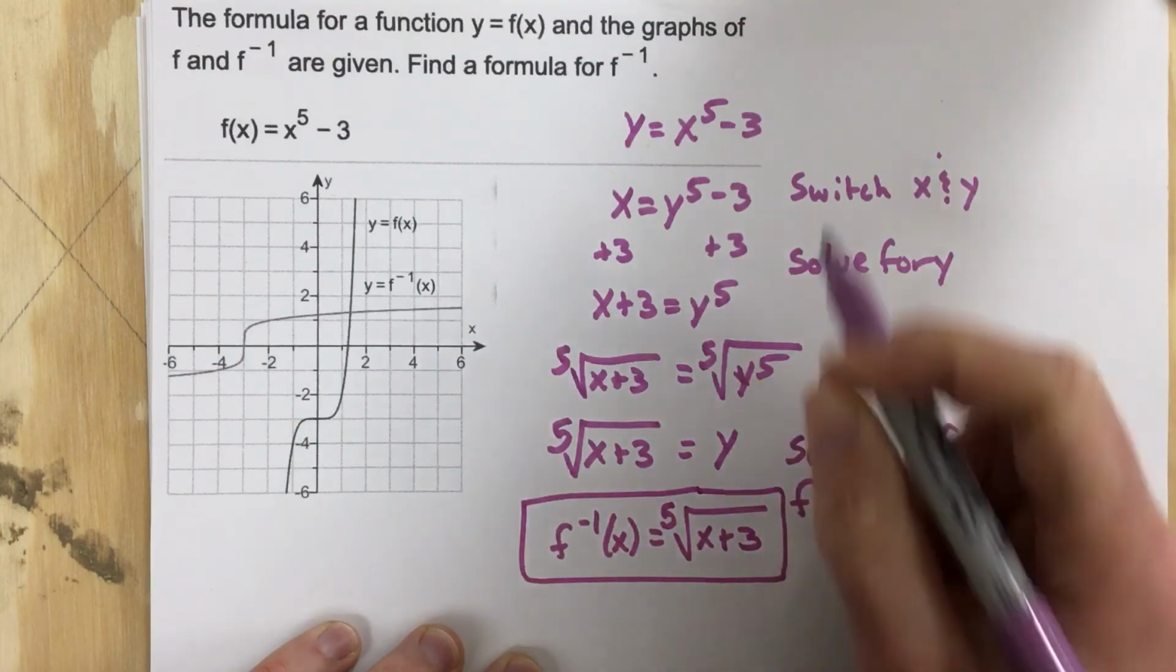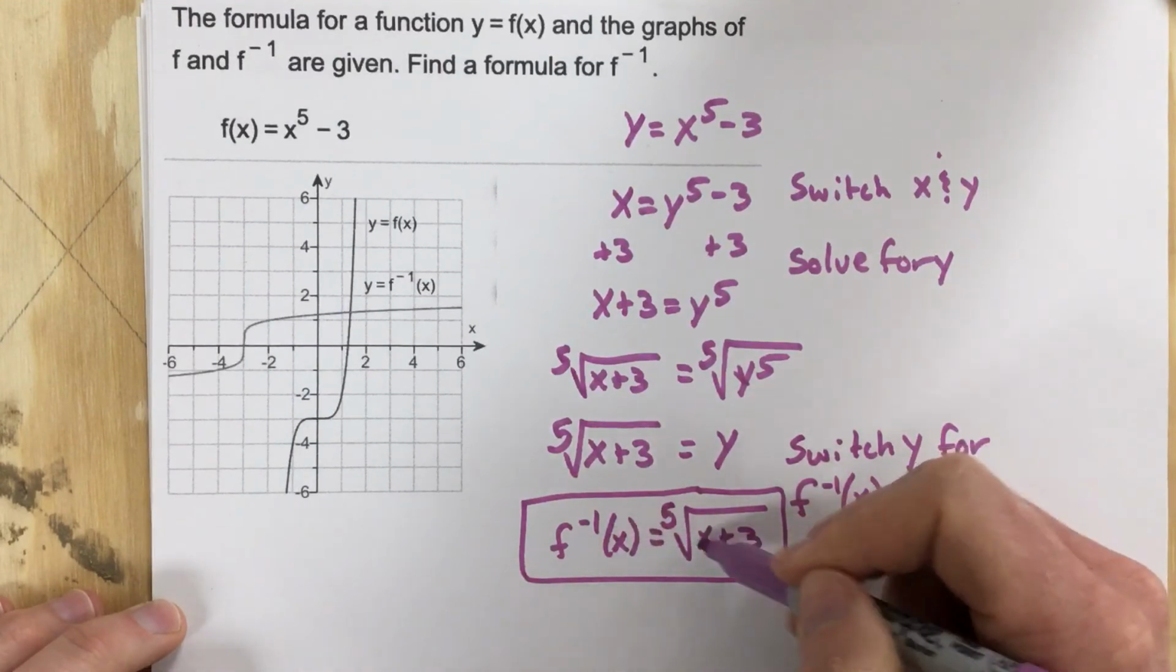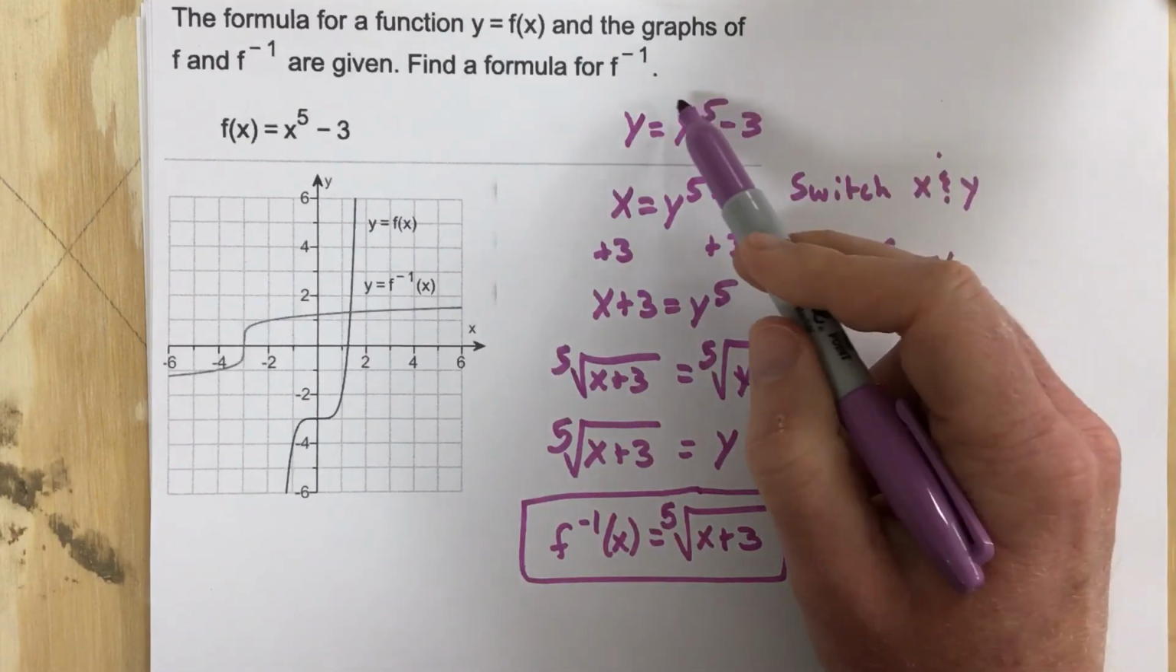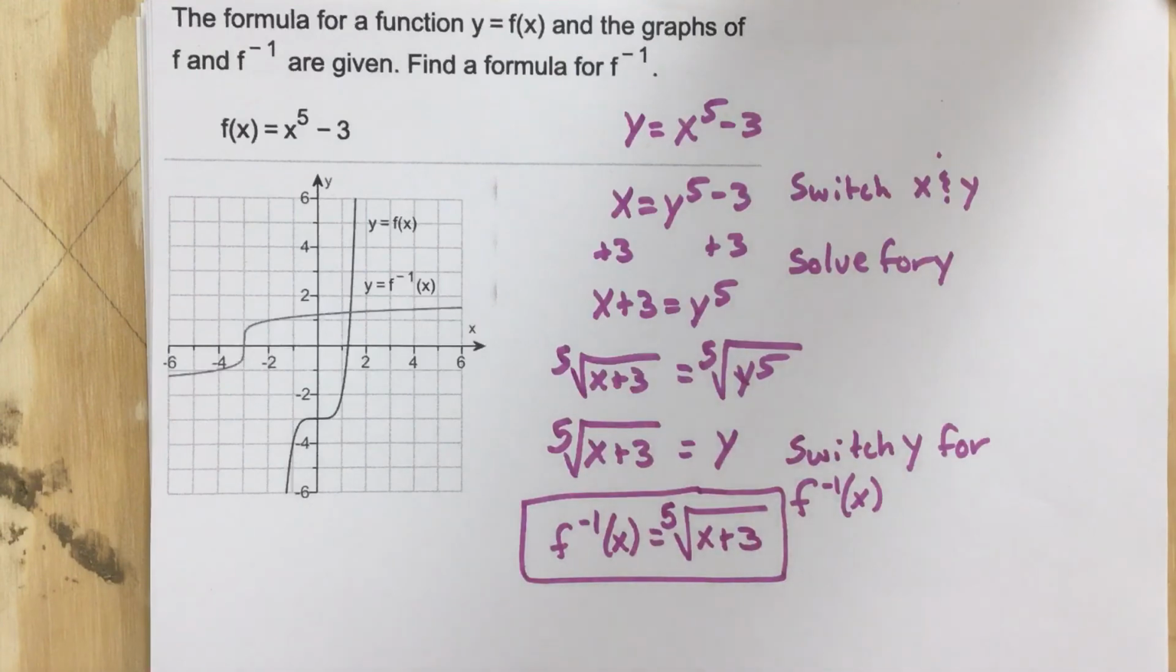And so this is the inverse to the original function, and we can check it by taking this f inverse function, plugging it into the original function, and seeing if we end up with x, and then doing the opposite, plugging the f function into the f inverse, and see if you end up with x as well. If you do, they're inverses of each other.